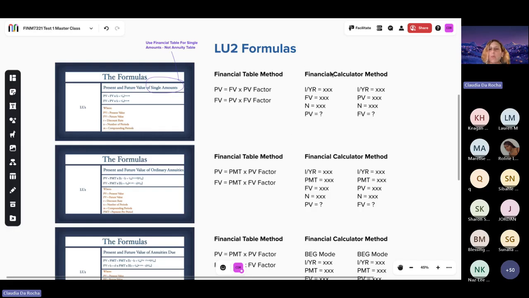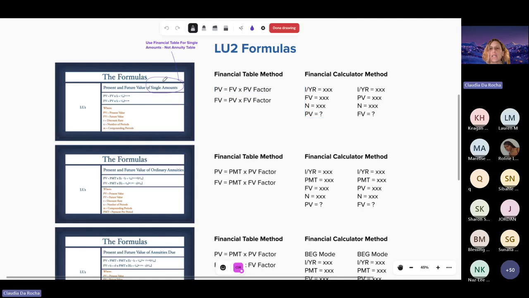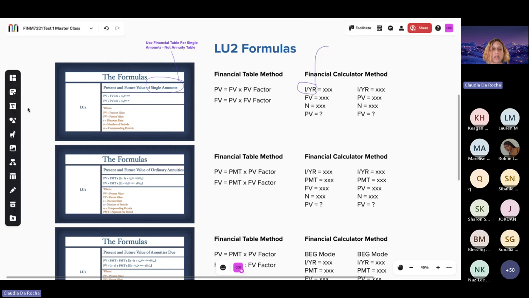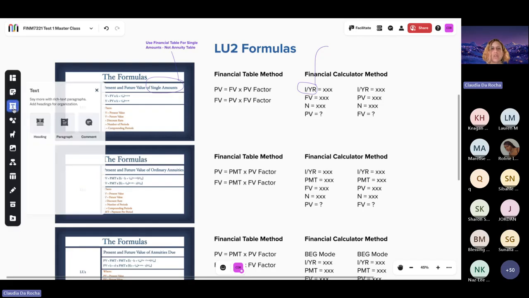All right. Then when you're doing the financial calculator method, this is what I was talking about earlier. You don't have to write down the formula if you're using the financial calculator method. What you must do is show the elements. So I/Y is your rate, so it's our R. FV we know is future value. N is for your periods, and PV is your present value if that is what you're calculating. If you're doing your future value, the only thing that changes is your present value and future value. That's it.